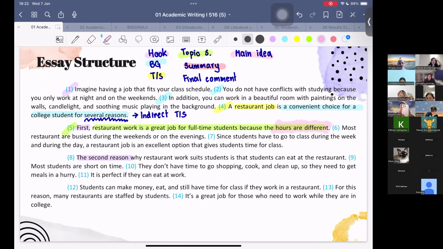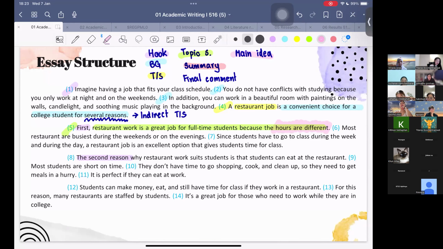As you can see in sentences 6 and 7, it explains how, working in a restaurant, you're not going to have conflict with your study. So sentences 6 and 7 would be the supporting sentences. This paragraph 1 does not have a concluding sentence. It's just 6 and 7, supporting sentences, no concluding.